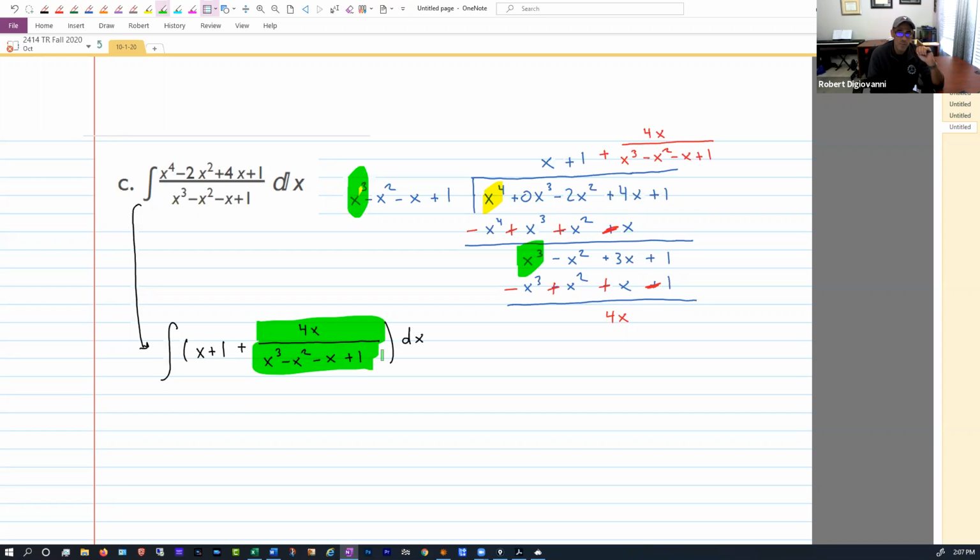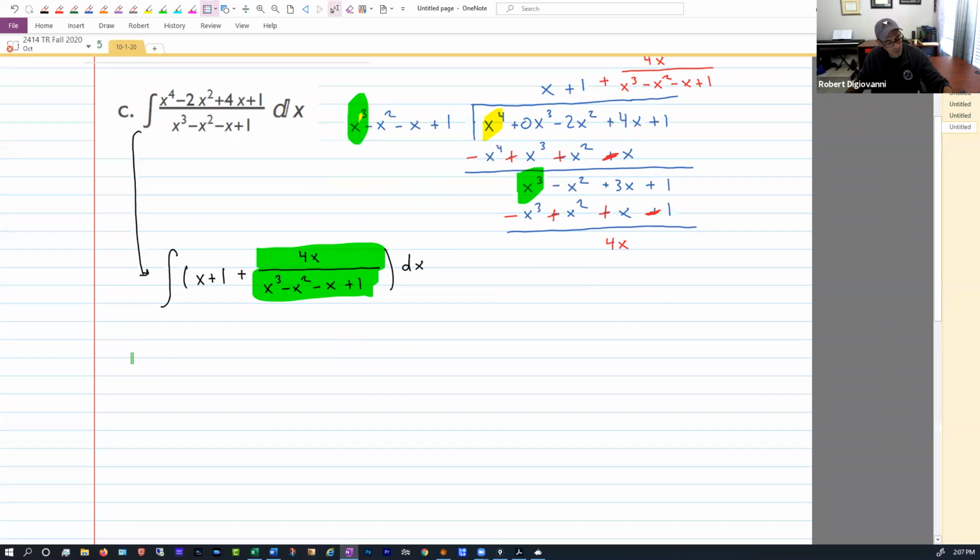So that means we have to do partial fraction decomposition. So what I'm going to do now is write down what the answer is up to this point. It's 1/2 x squared plus x plus this integral that I still haven't figured out.